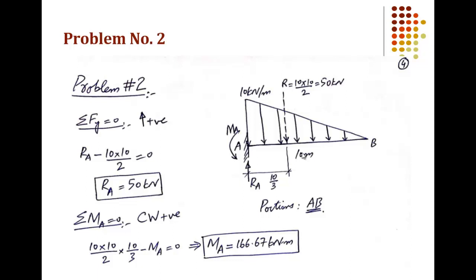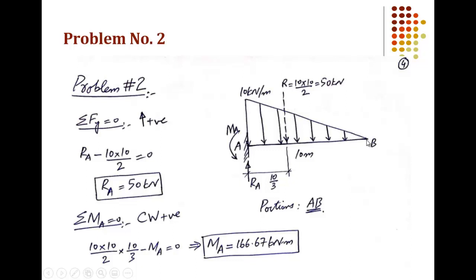For reaction calculation, we will apply the conditions of equilibrium. RA is the vertical reaction and MA is the resistive moment. So let's apply sigma Fy equal to 0 first, and our convention is that we will take upward force as positive. The first upward force is RA, acting in the upward direction, so we'll take it as positive here, and then the magnitude of the resultant of this VDL.